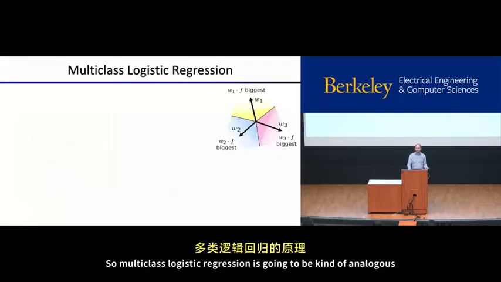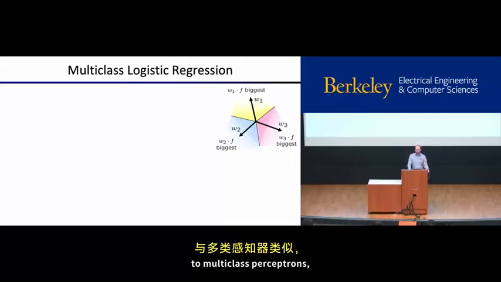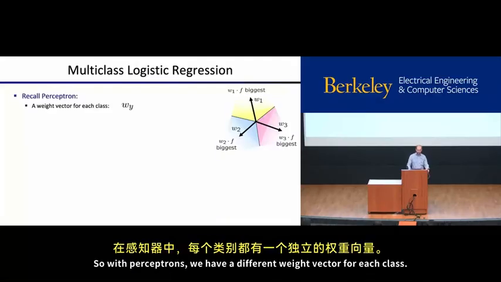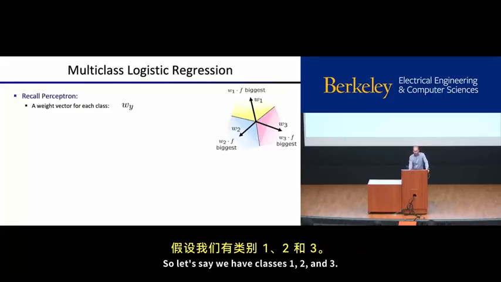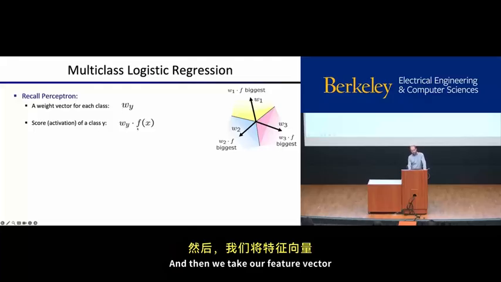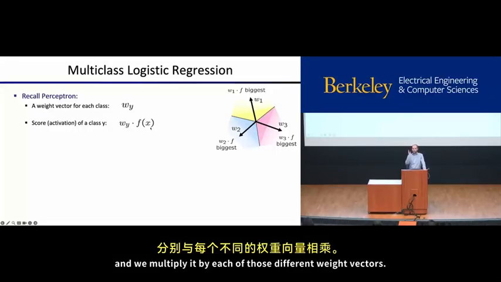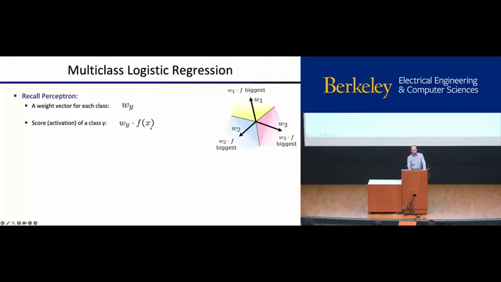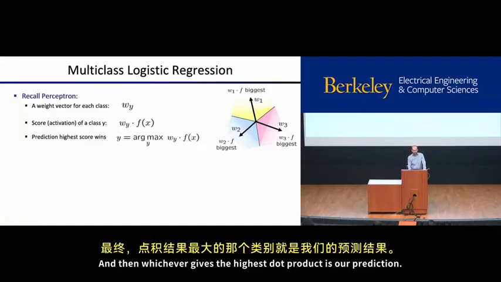So multi-class logistic regression is going to be kind of analogous to multi-class perceptrons, basically using a similar trick. With perceptrons, we have a different weight vector for each class. So let's say we have classes 1, 2, and 3. Then we take our feature vector and multiply it by each of those different weight vectors, and whichever gives the highest dot product is our prediction.